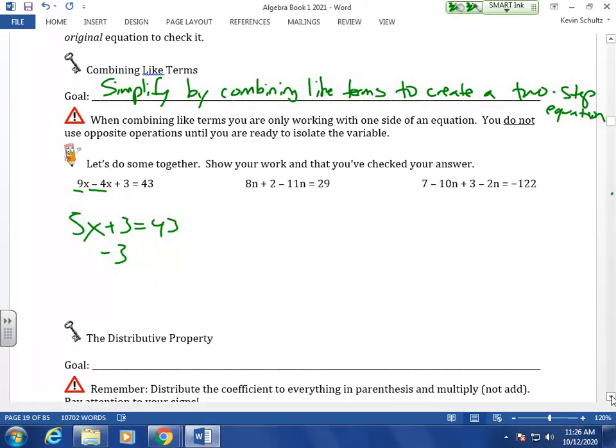So now we're at a 2-step equation. Subtract 3 from both sides. We get 5x equals 40. Divide both sides by 5 to undo multiplying x by 5, and x equals 8. X equals 8.